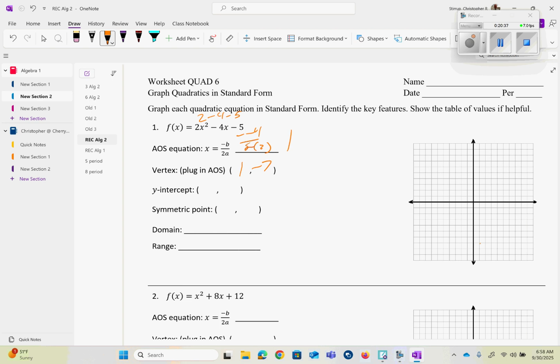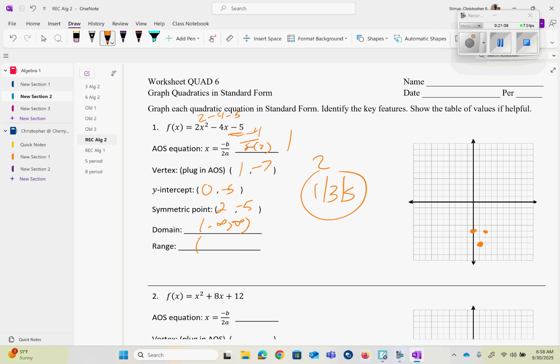5, 6, 7 down here. Our y-intercept is going to be (0, -5) because of that when it's in standard form. So our pattern graph is going to be 1, 3, 5, times 2. So I'm going to go right one up 2, left one up 2. Okay, there's my y-intercept. My symmetric point is going to be at (2, -5). My domain is negative to positive infinity.